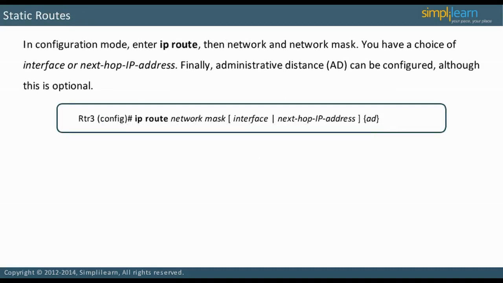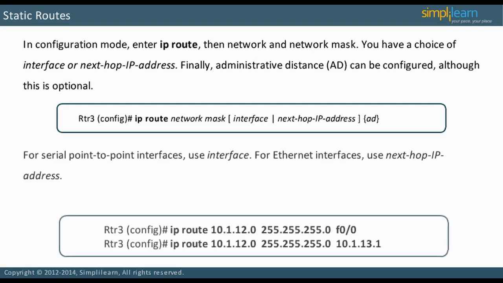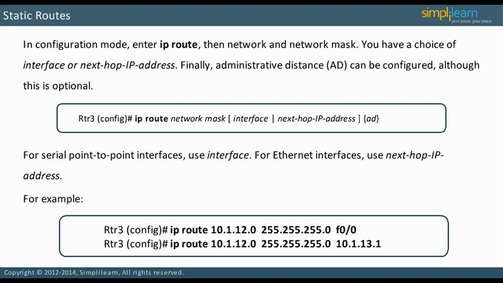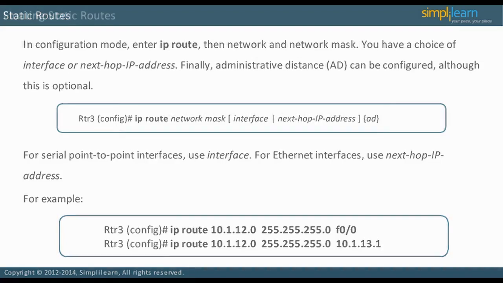In configuration mode, enter IP route, then network and network mask. You have a choice of interface or next hop IP address. Finally, administrative distance AD can be configured, although this is optional. If you choose to specify interface, configure the outgoing interface on the local router. The next hop IP address is the interface address on the next router. In general, for serial point-to-point interfaces, use interface. For Ethernet interfaces, use next hop IP address. Look at the two examples on the slide. Let us discuss floating static routes in the next slide.